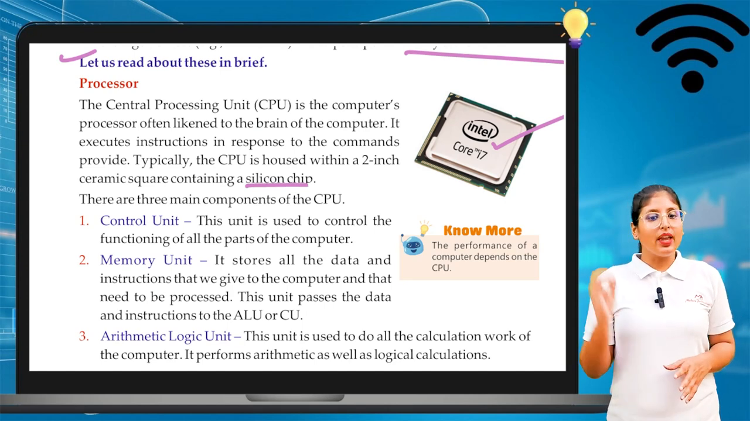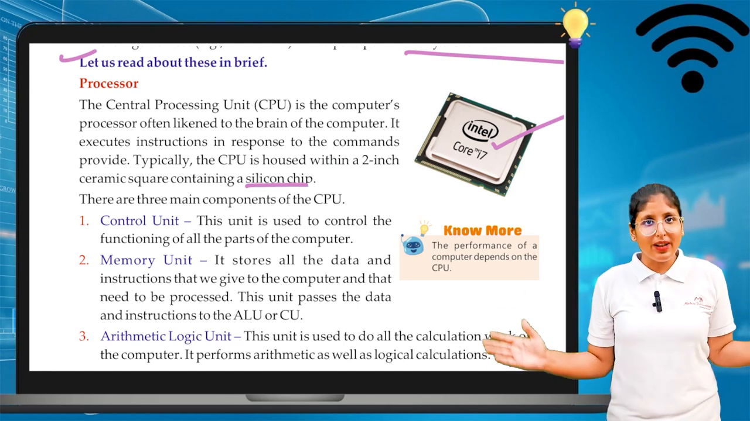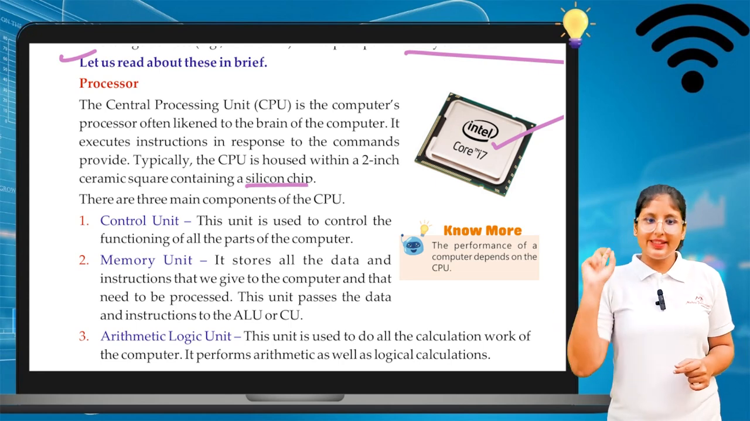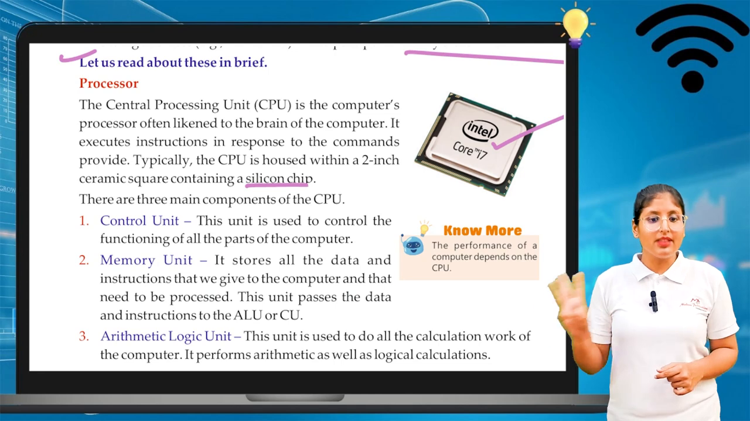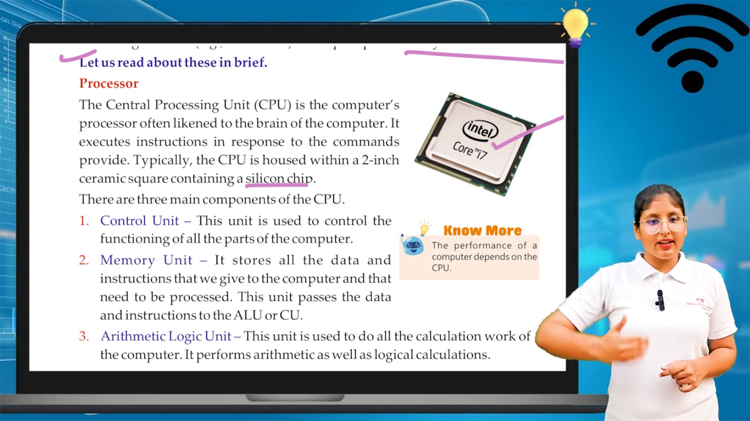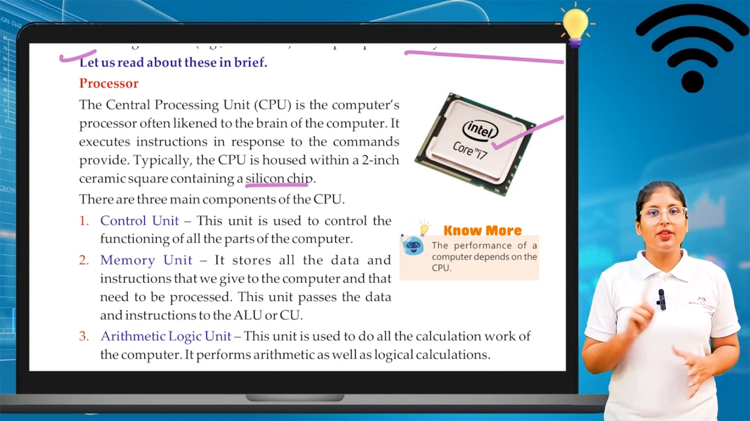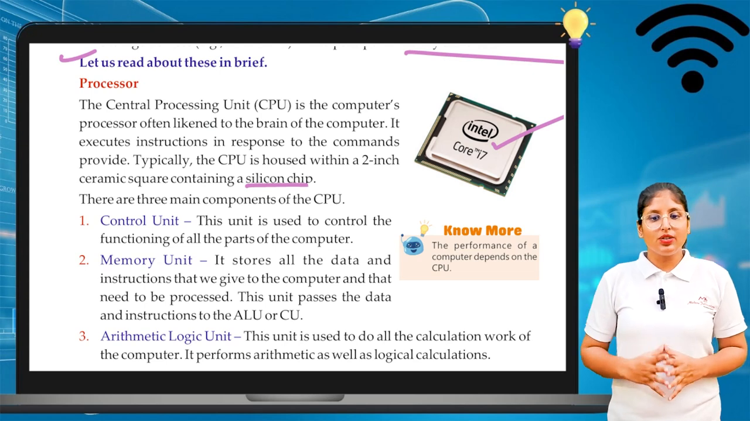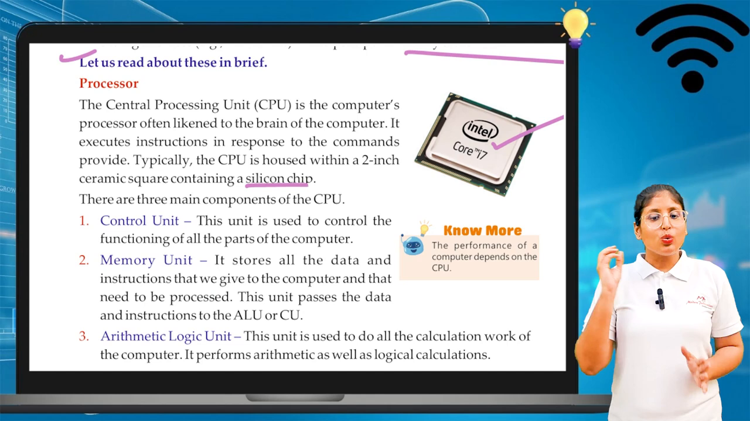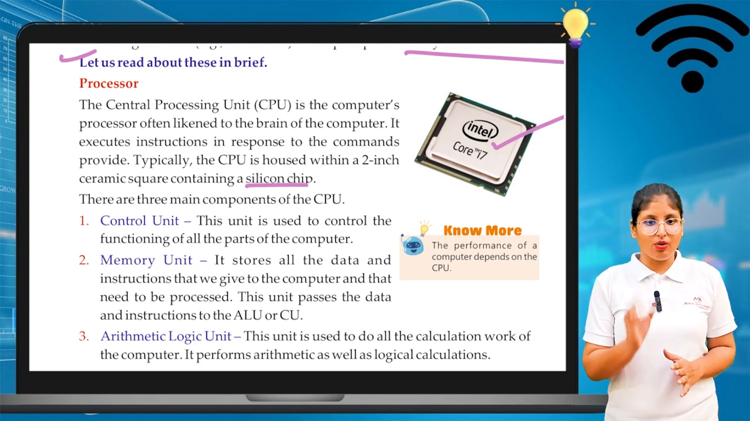Okay. So there are three main components of CPU. Let's see what these three components are. First is control unit, second is memory unit, third is arithmetic logic unit. So these are the three units that are there in the CPU. Let's see what their roles are. First is control unit. This unit is used to control the functioning of all the parts of the computer. So with the help of control unit, we can manage all the functions of your computer.